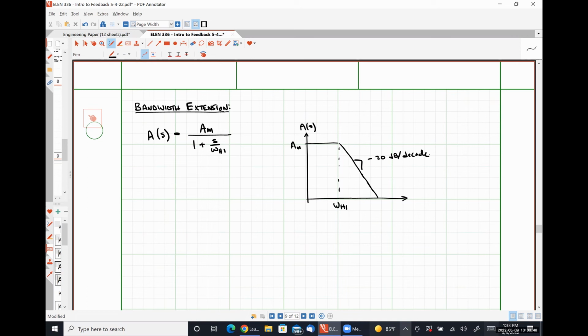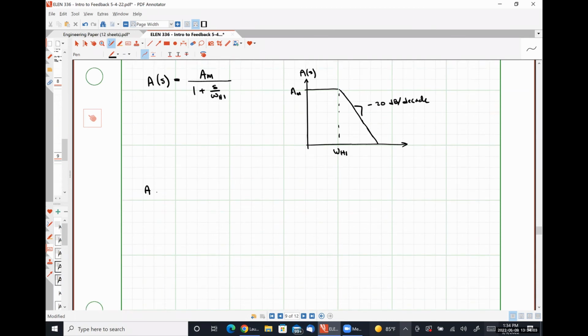If we were to apply negative feedback using a feedback network whose K value is independent of frequency, like resistors, we would find that our closed loop gain, A F of S, would look like AM over 1 plus S over omega high, divided by 1 plus K times AM over 1 plus S over omega high.